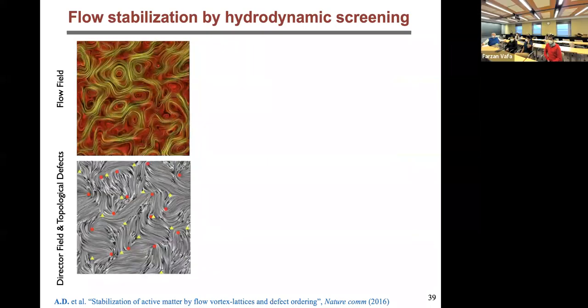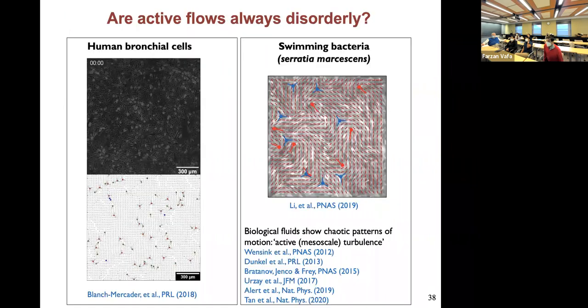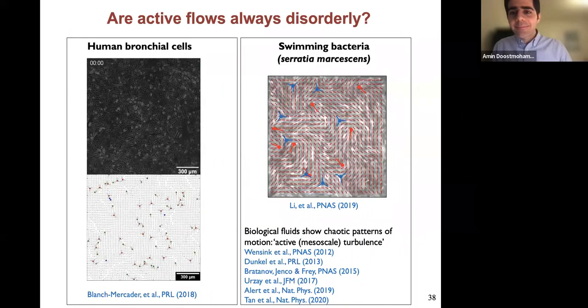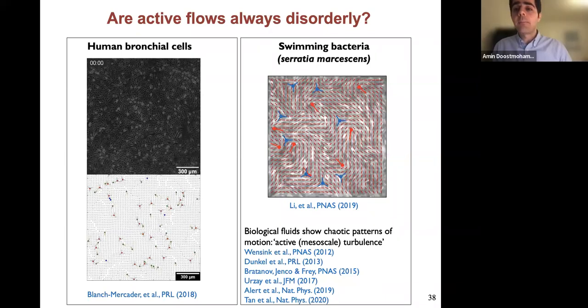Okay, can I just ask about your human bronchial cells? Yes. Those are in vitro. The origin was from the human bronchial passages, but they're on a plate, on some sort of dish. Yeah, they are in vitro. Yeah, they are from Pascal Silberstein's group.